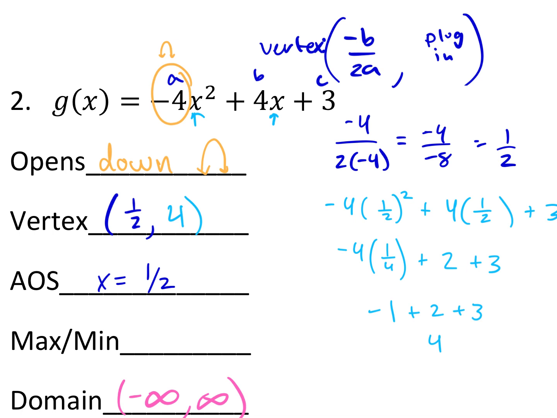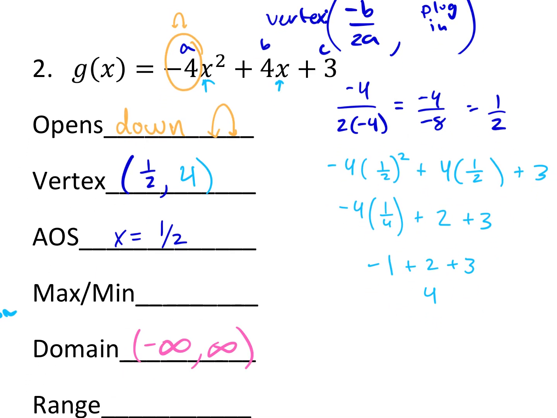The x-intercept and y-intercept have to be a point. Domain and range have to be interval notation. Wait, why is it down? Because A is negative. So axis of symmetry is always just what x equals? Yep. It's always x equals the x from your vertex. How many questions? 9.